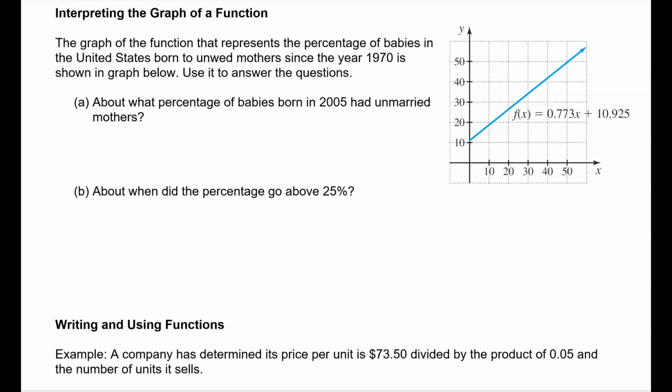So this is a graph that represents the percentage of babies in the United States born to unwed mothers since the year 1970. Okay. If you look at the bottom, I don't see any years here that are written like 1970. So because it says since the year 1970, you can consider 1970 being 0. That's sort of like the starting place. So 1970 is right here. So at the bottom, the x-axis, this is what we're going to label years. And then on the y-axis, I'm going to label percentage.